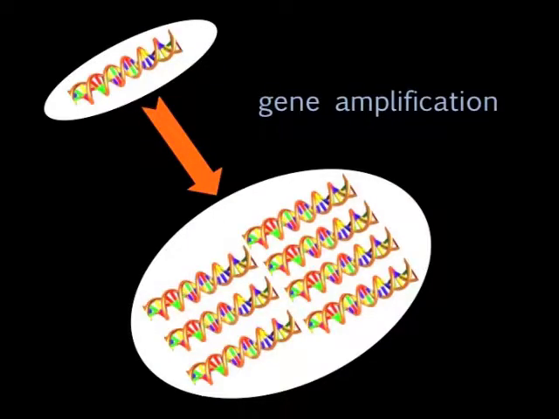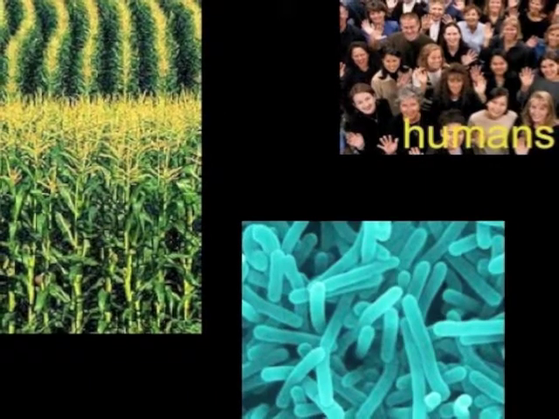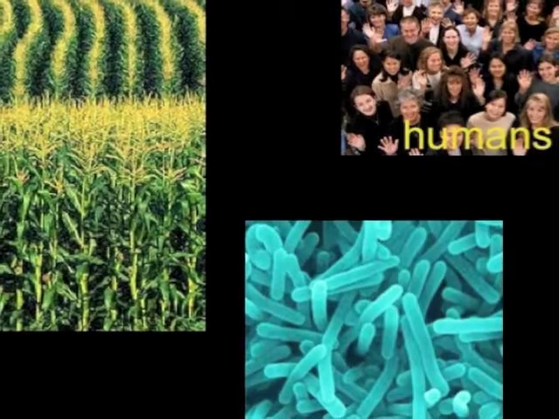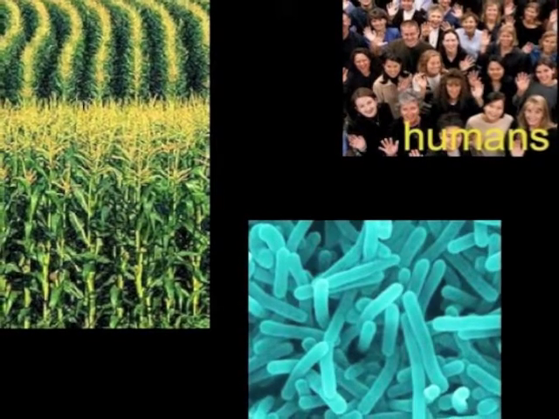One of the ways bacteria become resistant to antibiotics is by multiplying specific DNA segments that help them fight off these antibiotics. This process is called gene amplification. Gene amplification of specific pieces of DNA affects all organisms. It can even cause cancer in humans.